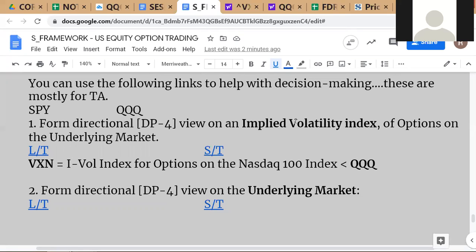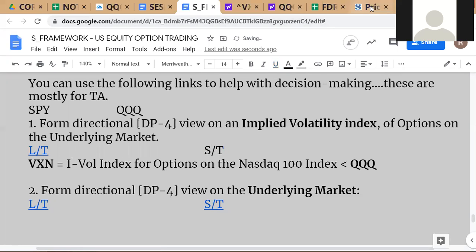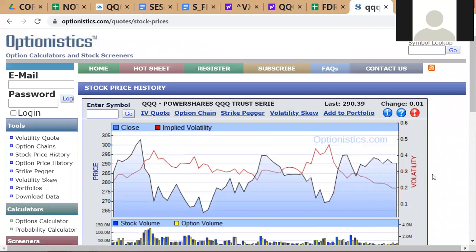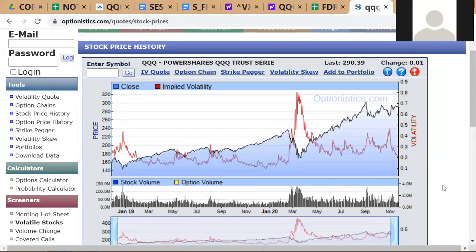When you have to form a view on the eyeball index, for long-term eyeball charts you can use the VXN. And in the short term also, I think this one has to be changed, because this link is not working. For the short term, I'll make this QQQ, and you have another charting source. So in case something happens to the first charting source, or you have a slightly different view, here you can look at options on the QQQ.